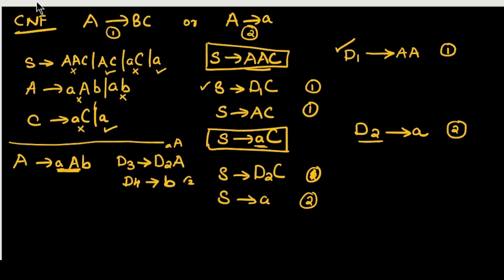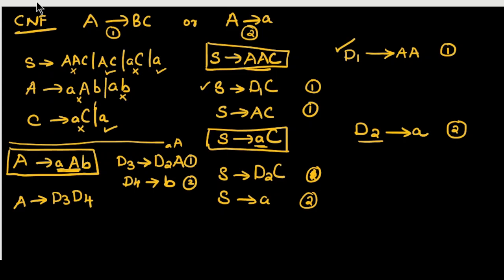So this is in format 2 and this is in format 1. Different ways we can apply. Finally, we should have a single terminal on the right hand side or only two variables on the right hand side. That is how we are converting. So this I can replace. Can I replace this as A gives D3, D4? Is it possible?